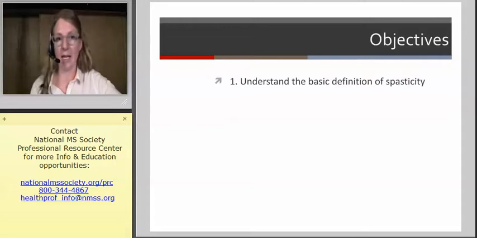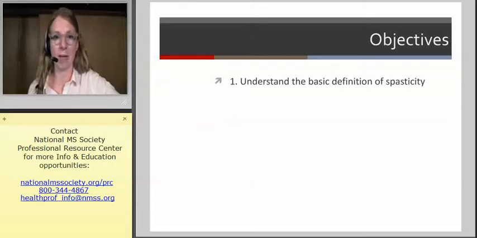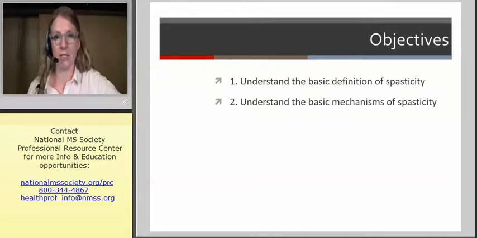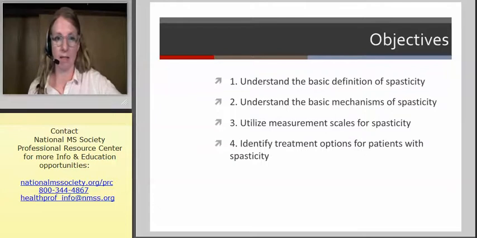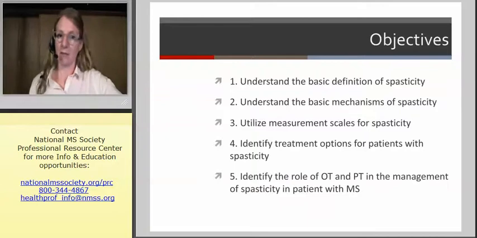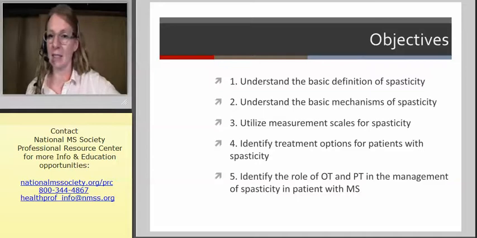Objectives for today are to understand the basic definition of spasticity, understand the basic mechanisms of what causes spasticity, utilize different measurement scales to measure, and then identify some different treatment options for patients with spasticity. And lastly, identify your role as an OT or PT in the management of spasticity with MS. I can't tell with most of you if you're OTs or PTs, so I'm just going to speak to both.